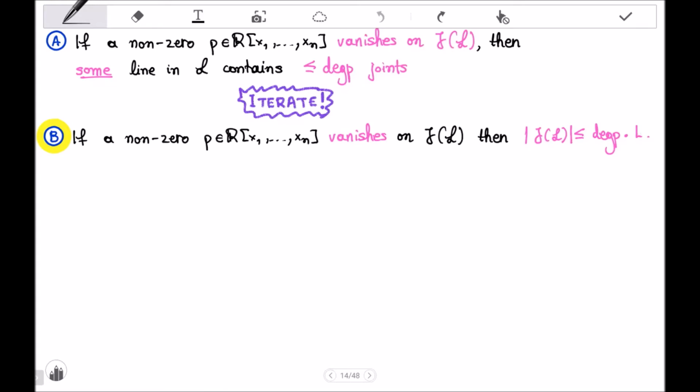Okay, so what's the idea here? You get your polynomial that vanishes on the joints, and you know that on one of the lines you have control. You have few joints on it, fewer than the degree. So you take that line and the joints in it, and you remove it from the collection. You throw away the joints. So the remaining joints are formed by the remaining lines, and the polynomial vanishes there. So you take one with few joints and you throw it away, and you keep doing this iteration until you throw away all of the joints. So here's how we do that.